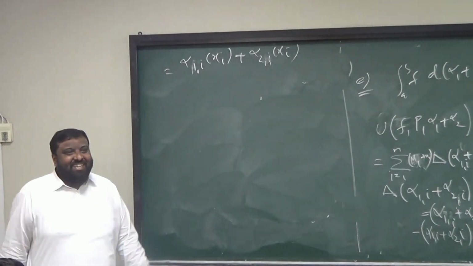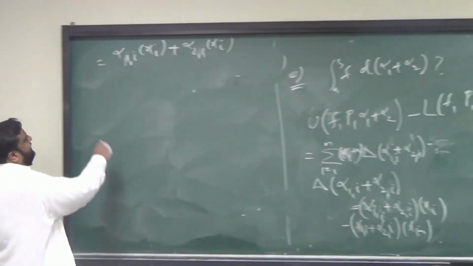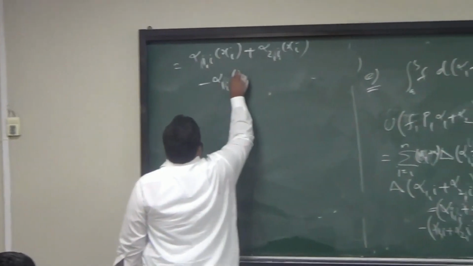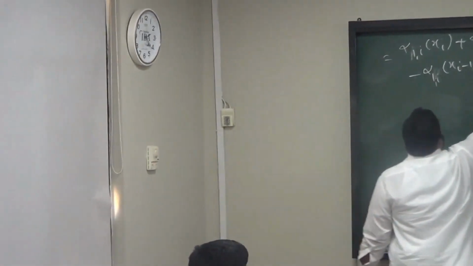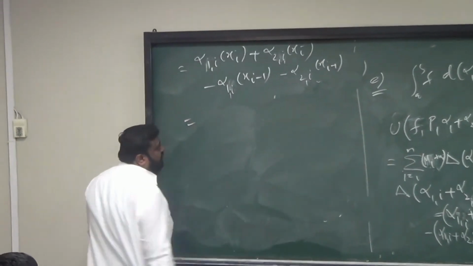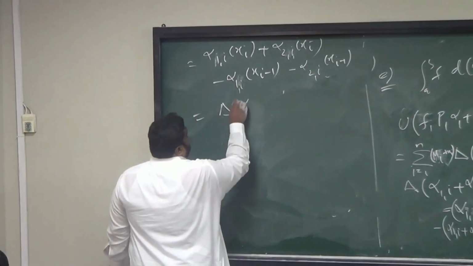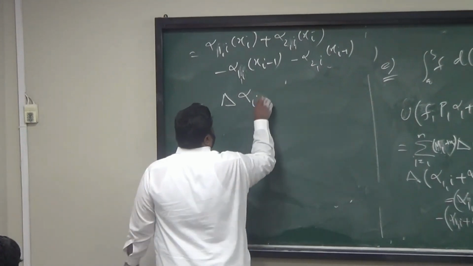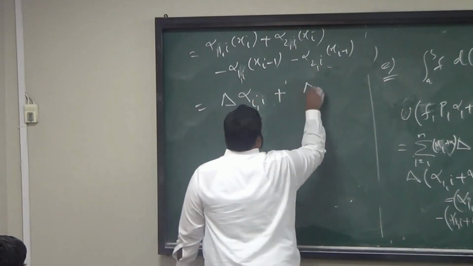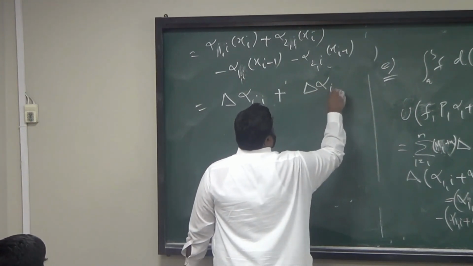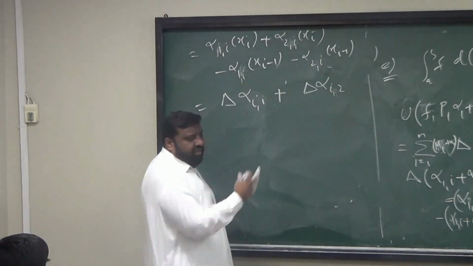What's going on? Minus alpha 1 of x_{i-1} and minus alpha 2 of x_{i-1}. And as expected, you can combine these both. In other words, this is going to be delta alpha 1_i plus delta alpha 2_i, whatever you write it.